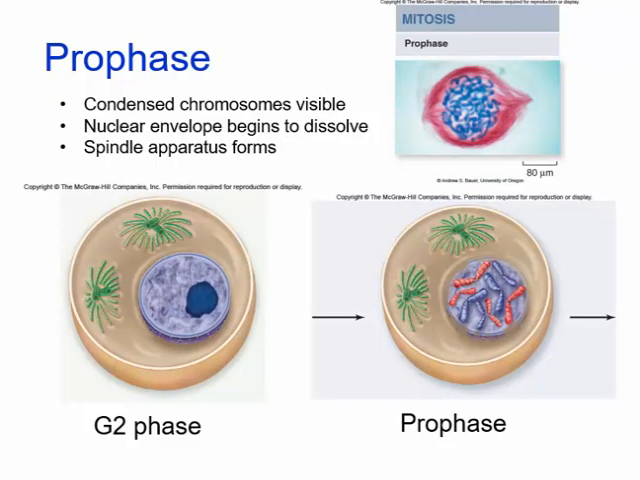So let's see what happens at each of these stages. During prophase, our condensed chromosomes become very visible. That started happening in G2. And here we see in prophase, in this stained preparation, very clearly chromosomes. The nuclear envelope that surrounds the nucleus begins to break down. That has, in this case, has to disappear. That spindle apparatus is starting to form and extend those microtubules out.